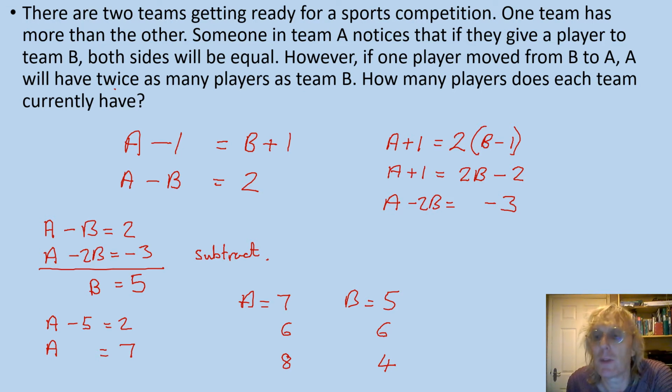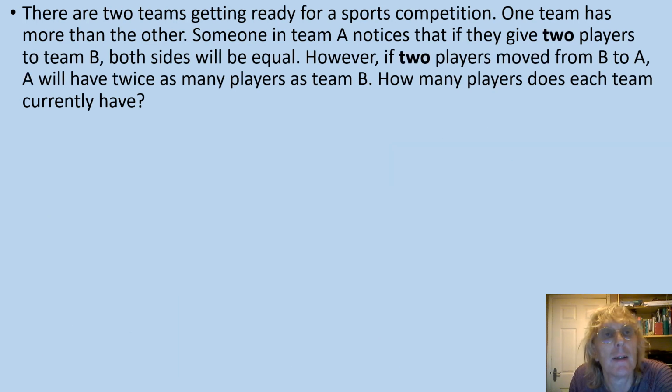What I like about this question though is we could actually adapt this. So I've got another idea here. This time I'm changing the question, and Team A is going to give 2 players to Team B to make them both equal, and B would have to give 2 players to Team A, and A will have twice as many as Team B. So it's the same sort of thing. In one way A is going to be twice as big as B, but it's only given 2 players.